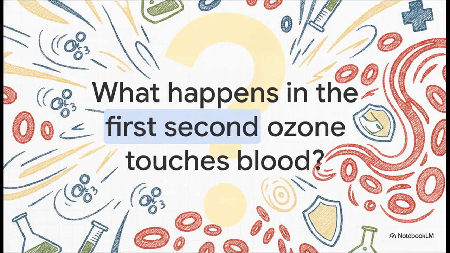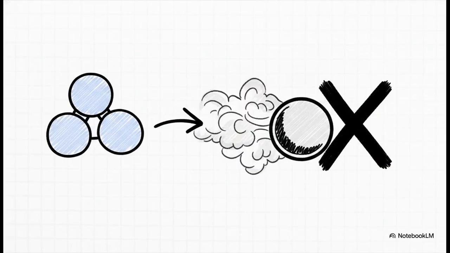Let me kick things off with a question that creates a really fascinating paradox. When we think of ozone, we usually picture this powerful, aggressive oxygen, right? So what do you think happens in the very first millisecond ozone actually makes contact with biological fluids like human blood or plasma? Well, the surprising answer is that a massive chunk of it instantly loses its oxidizing capacity and, quite literally, just disappears. It doesn't go roaming around the bloodstream like a wrecking ball. Instead, the ozone molecule itself vanishes almost immediately upon contact.